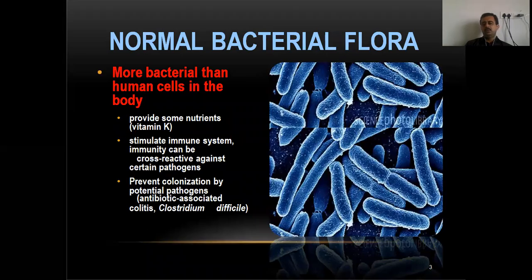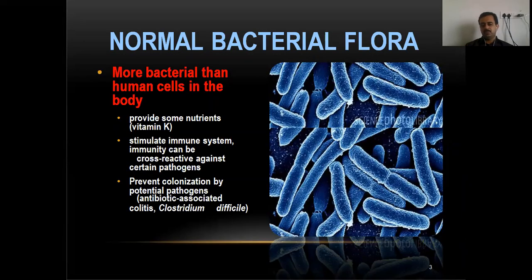Now, normal bacterial flora: there are more bacteria than human cells in the body. There are a large number of bacteria present inside the human body. Now, what are these helpful for? They provide some nutrients, for example, vitamin K, because vitamin K is a part of their metabolism. Once they metabolize it, vitamin K is helpful for their own metabolism, but the excess amount of vitamin K produced by the organisms is utilized by the human body. So, this is one of the points.